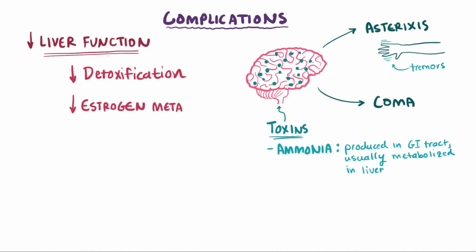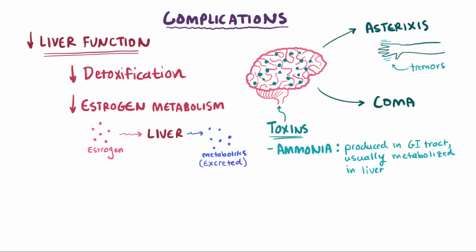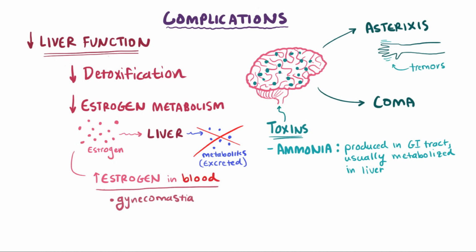Also, since the liver plays a big role in metabolizing estrogen into inactive metabolites that can be removed from the blood and excreted, patients can also experience complications due to increased estrogen in the blood, like gynecomastia, spider angiomata, and palmar erythema.